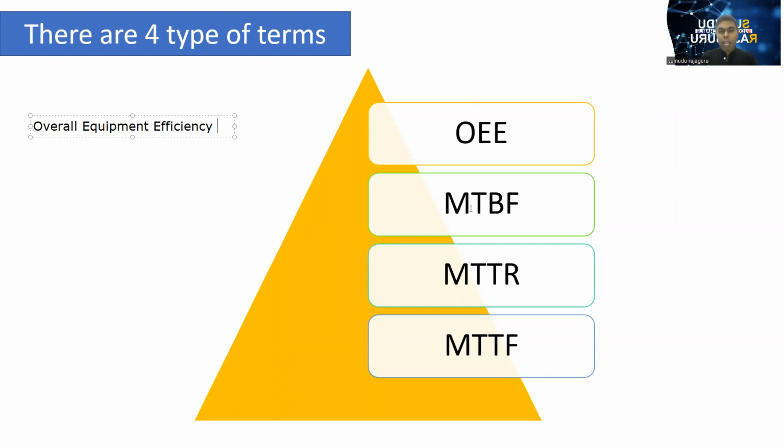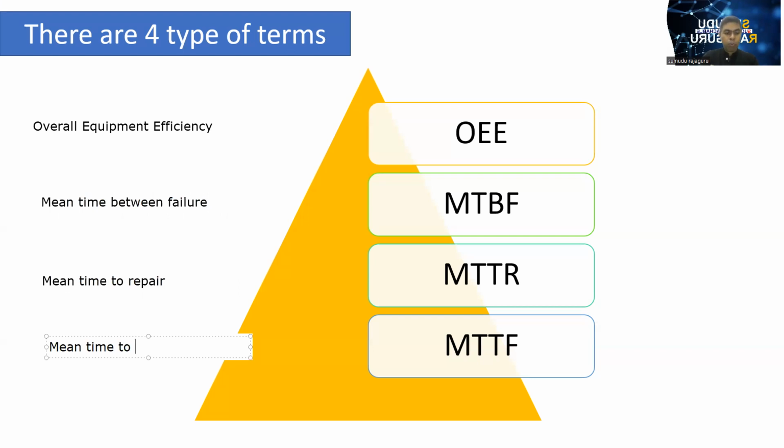The second one is MTBF. MTBF means mean time between failure. Mean time means average time. Then the third one, MTTR. That means mean time to repair. The last one, MTTF. That means mean time to failure.